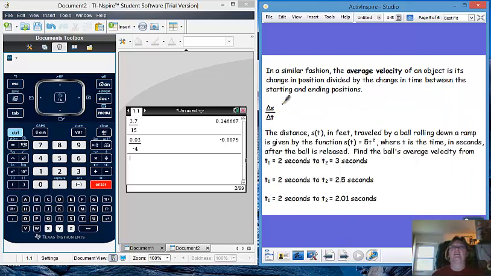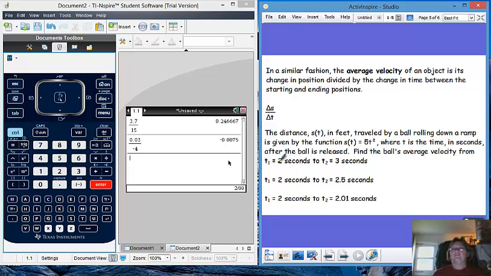Similar topic. In just the same way, the average velocity of an object, that's its change in location divided by change in time. So delta S, change in location, delta T, time. And this is saying that the distance function, S of t, in feet traveled by a ball that's rolling down a ramp follows this pattern, 5t squared, where t is the time in seconds after the ball is released, and we're to find its average velocity, and we've got 1, 2, 3 calculations that we're going to be using here.